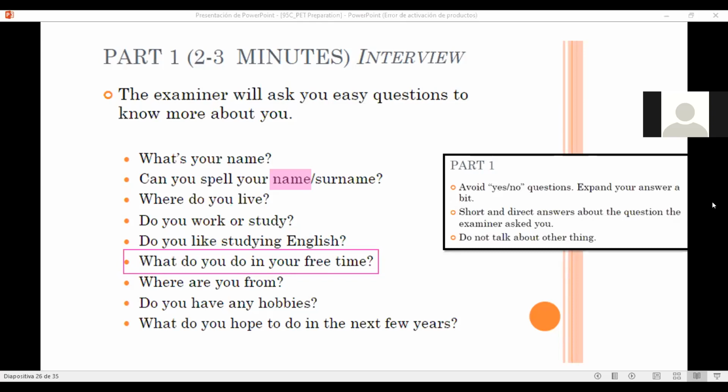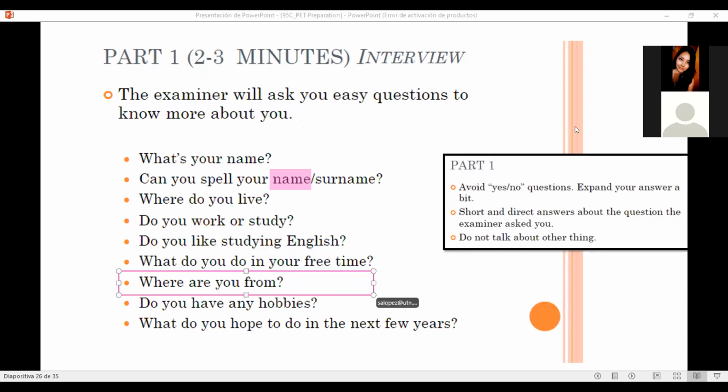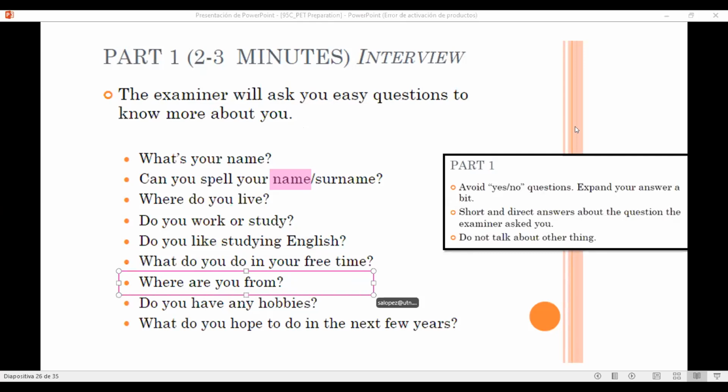Anita, can you tell me what do you do in your free time? In my free time, I have a quiet plan because I read romantic stories and I like to write poems. Perfect, thank you. So that's very interesting. Can you help me with the answer of the next one? Where are you from? Can you help me with this answer, please, Miguel? Where are you from?